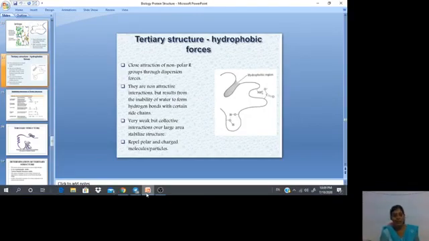Hydrophobic forces in tertiary structure: close attraction of non-polar R groups through dispersion forces, as shown in this shaded structure. They are non-interactive interactions but result from the inability of water to form hydrogen bonds with certain side chains. Very weak individually, but collectively the interactions over a large area stabilize the structure, as we are seeing in this figure.